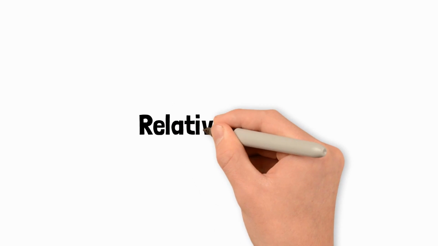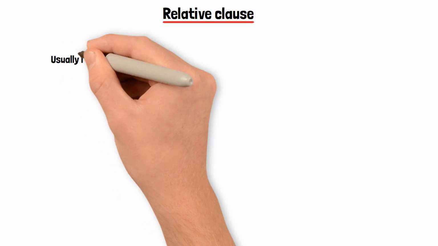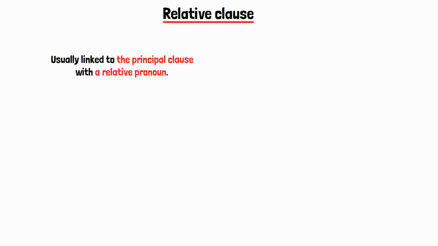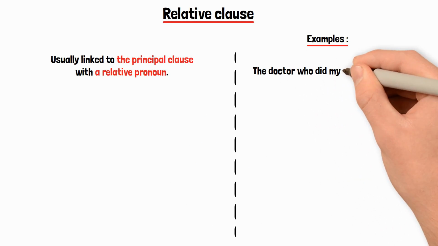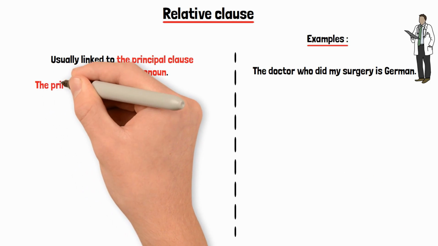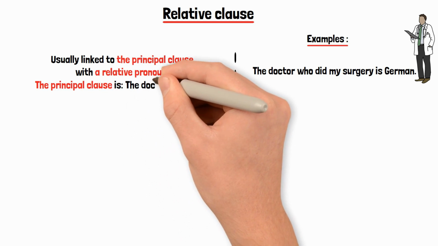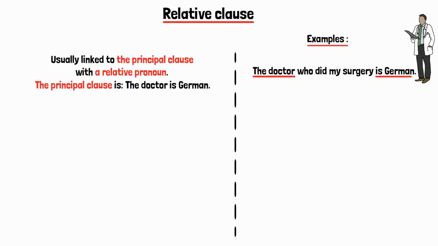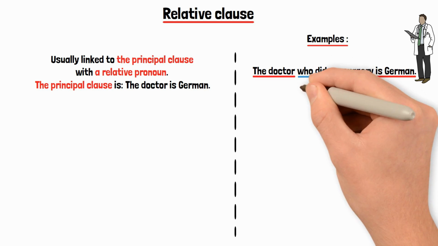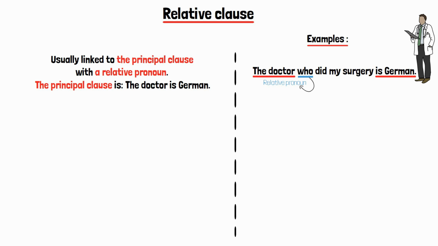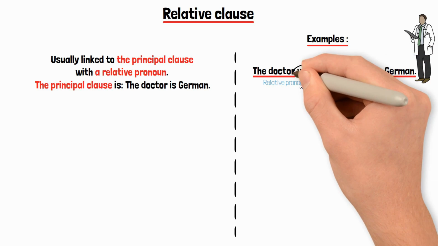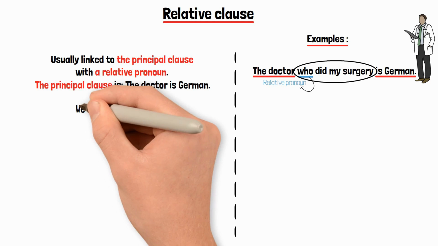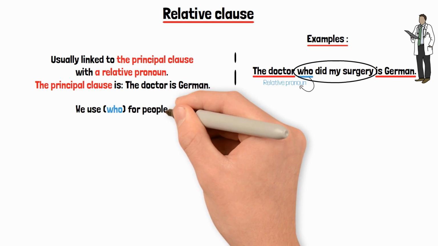Today's lesson is about relative prepositions. The relative clause is usually linked to the principal clause with a relative pronoun. The doctor who did my surgery is German. The principal clause is: the doctor is German. We wanted to add more information about this doctor, so we used the relative pronoun who and added who did my surgery. To be more specific, we use who for people.